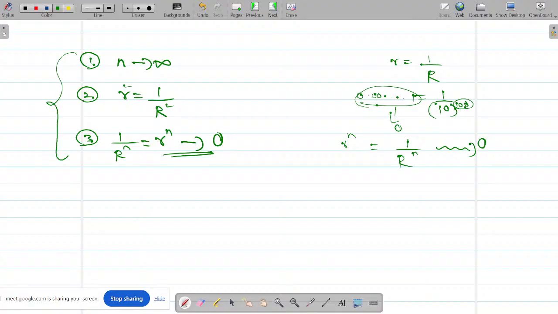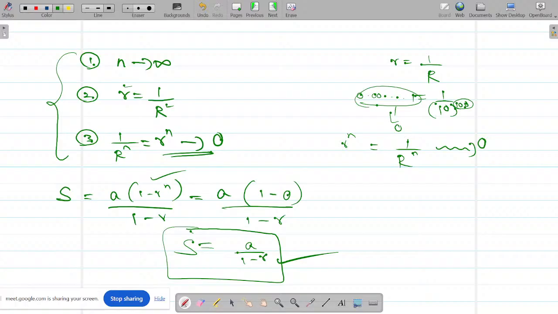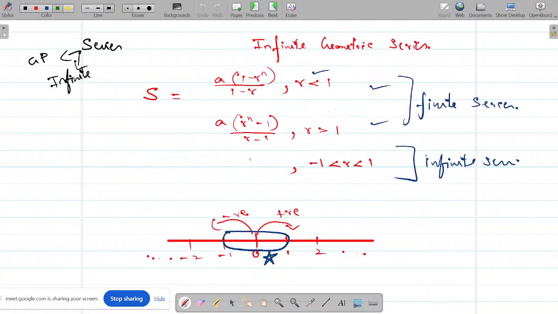Under these three conditions, now my formula for S will be this one. Now tell me, let a be as it is, a, which is as usual 1 only. What is r power n? It tends to 0, which means it's equal to 0, so I can take it as 0 itself. Divided by 1 minus r, r itself. What happens here? a divided by 1 minus r. So this is your formula for the infinite geometric series. So what's the third formula here? a divided by 1 minus r.